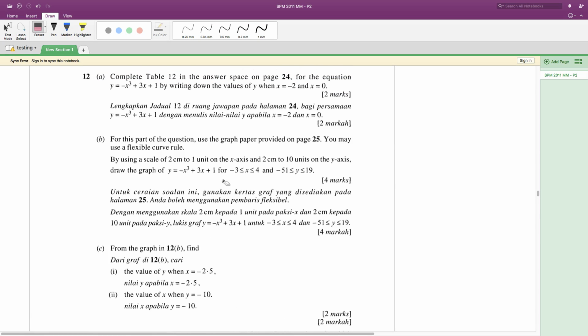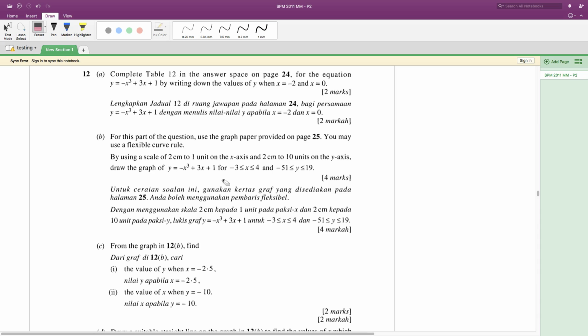Part B. For this part of the equation, use the graph paper provided on page 25. You may use the flexible curve ruler. Yeah, you can use the curve ruler if you have. If not, you must pay attention to the scale. 2 centimeters to 1 unit on the x and 2 centimeters to 10 units on the y. Okay, this is something very important. And then the graph wants you from -3 to 4 for x, while the graph actually wants you from -51 to 19.